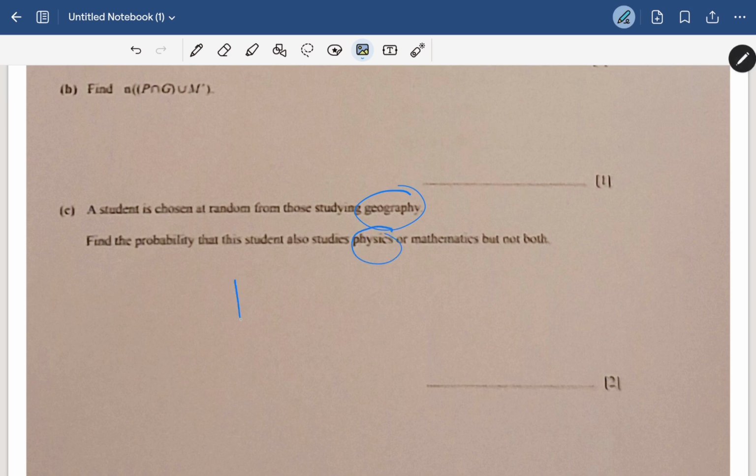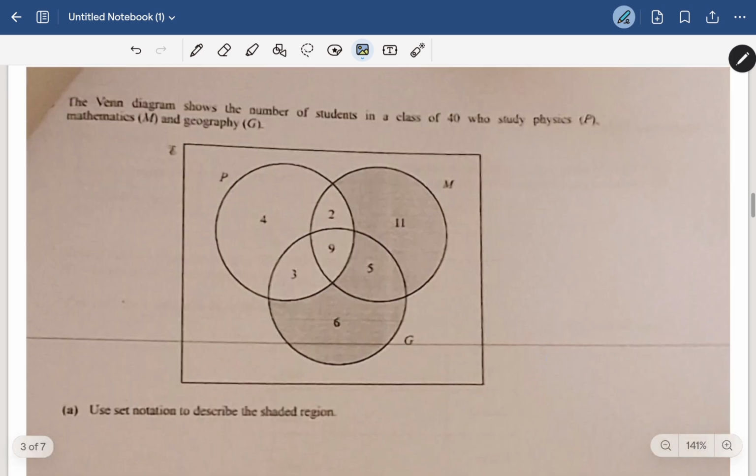Let's find first of all the probability that the student studies physics, knowing that he studies geography. And because "or" in math means plus, the probability that he studies math, knowing he studies geography. So let's go up. Knowing he studies geography, we need the probability that he's studying physics, which is 3 plus 9, which is 12 out of the total. The total is 9 plus 5 plus 3 plus 6, which is 23.